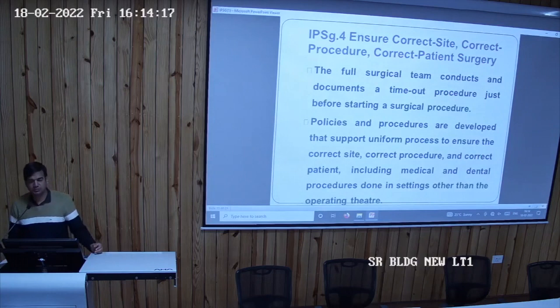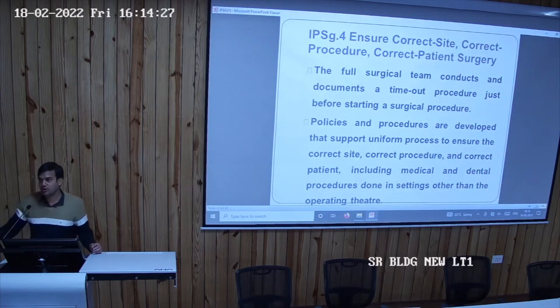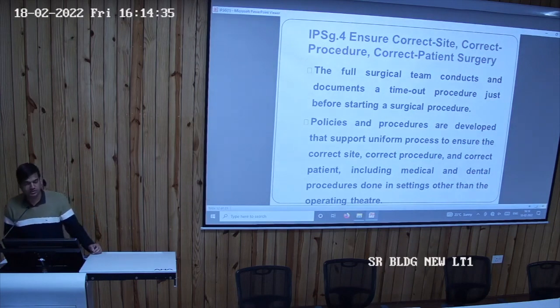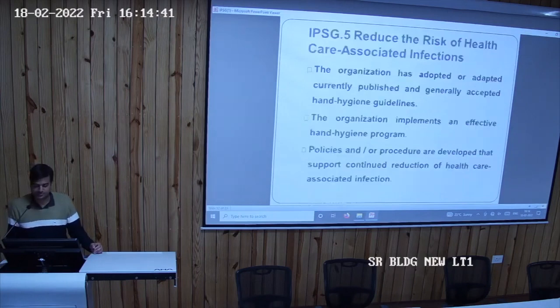The full surgical team conducts and documents a timeout procedure just before starting the surgical procedure. So this is the time by which, if the surgery remains uneventful, I will finish this surgery. Policies and procedures are developed that support a uniform process to ensure the correct site, correct procedure, and correct patient, including medical and dental procedures done in settings other than the operating theaters.